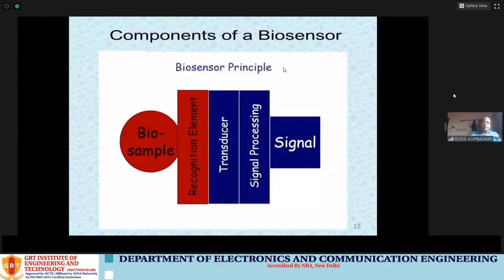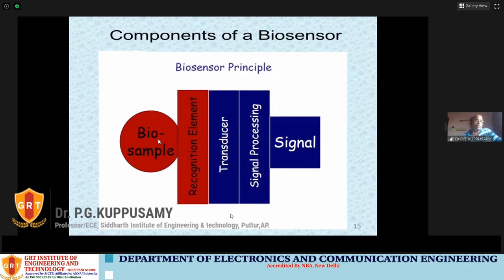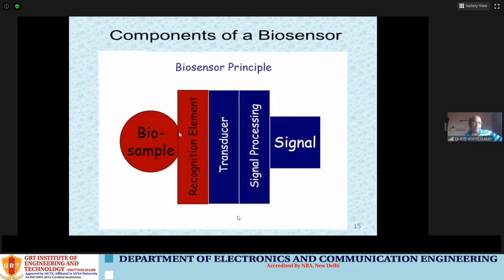So next slide, the components of biosensor. This slide will give a small idea about how to design your biosensors. So you take a biosample. So biosample and recognition element, these two are very, very important. If you want to get blood, you should know how to recognize it. So blood samples, or you take tissues, or you take the cells, or you take organism. You should know how to recognize. Okay, these two are integrated. So this is a very, very important area. So you should know how to capture. Capturing element is important in order to get the samples from the body.